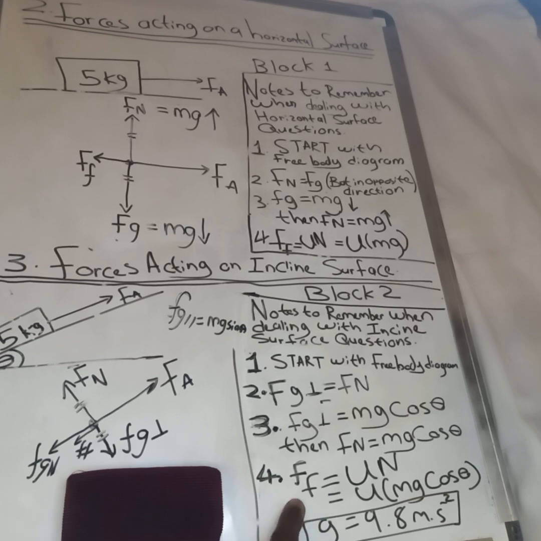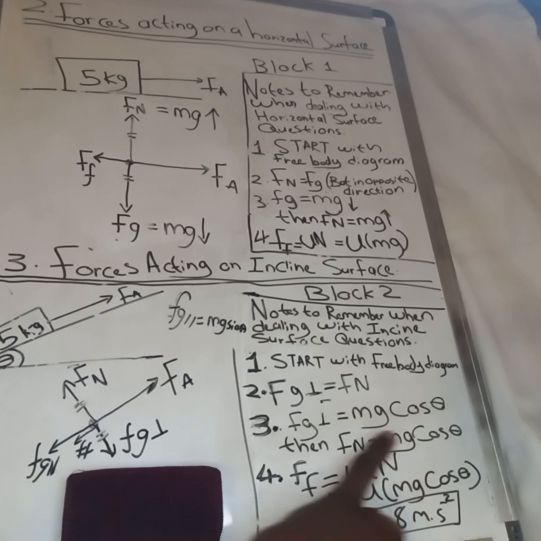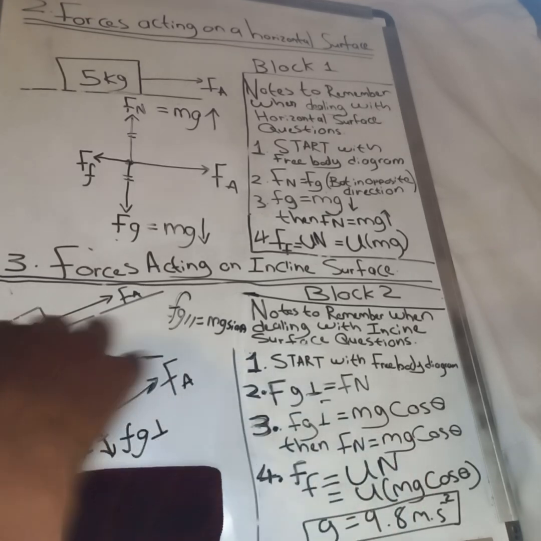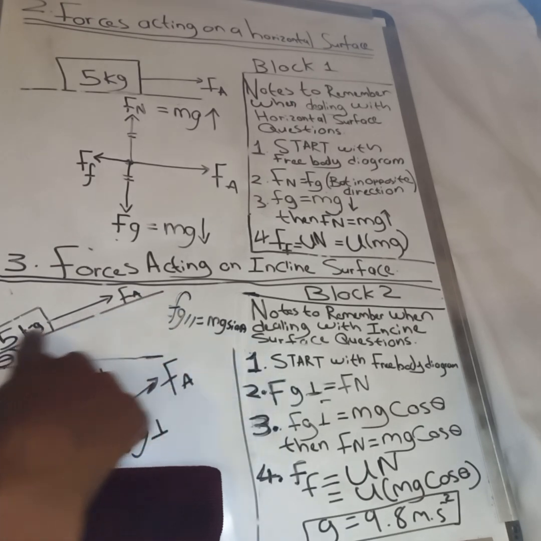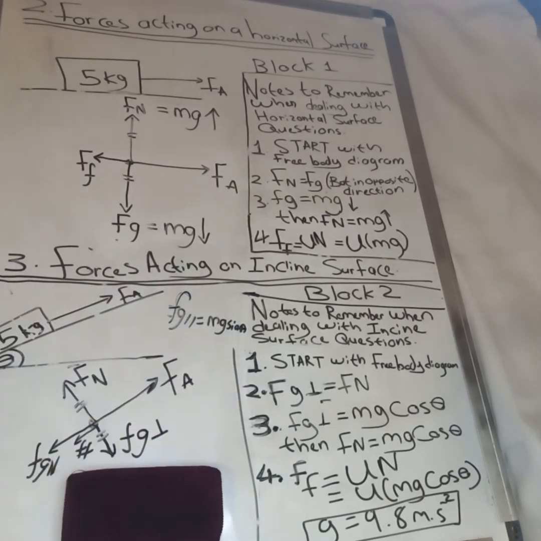The formula for frictional force is equal to what? Coefficient multiplied by normal. We have to break normal. So when we break normal, because we are dealing with an inclined surface, normal is going to be mg cos theta, not just mg, because now we are dealing with an inclined surface. G is constant, always 9.8 meters per second squared.